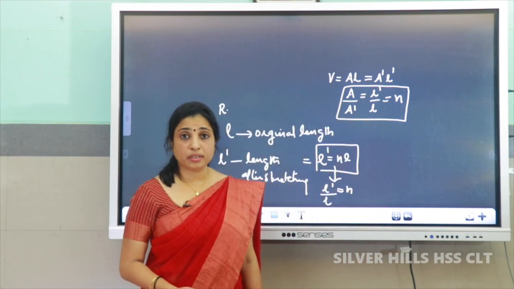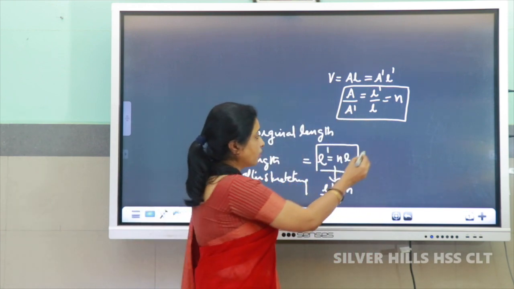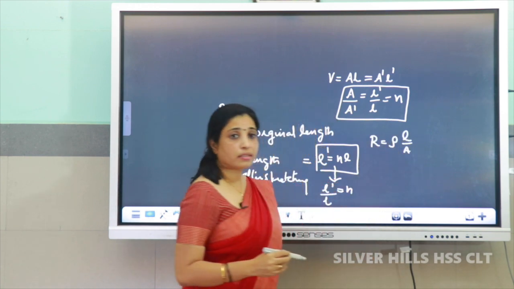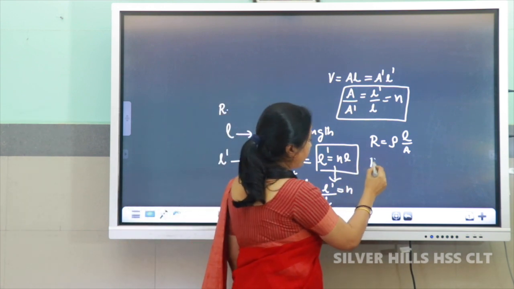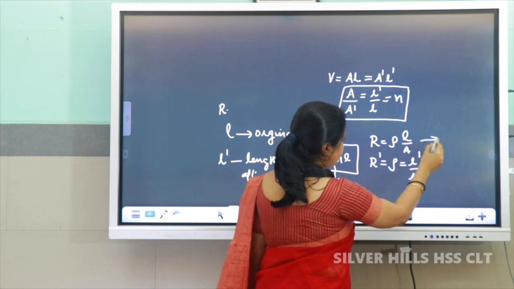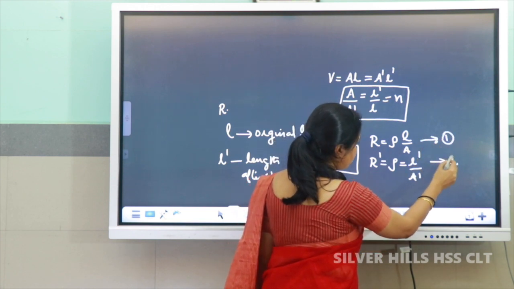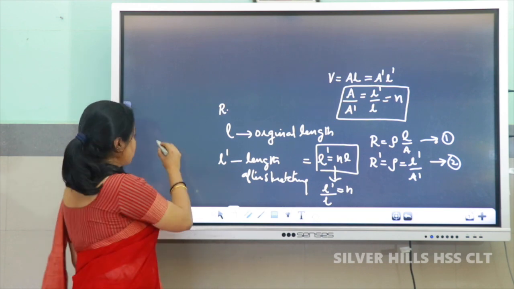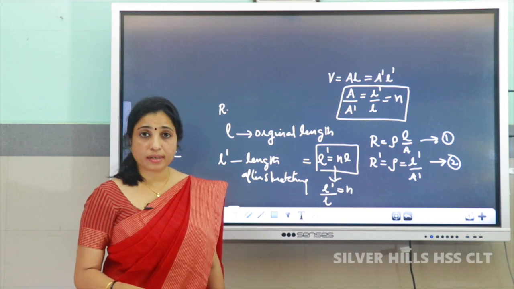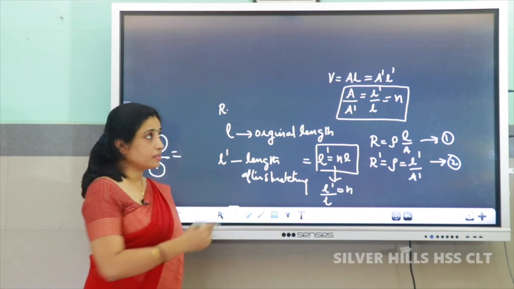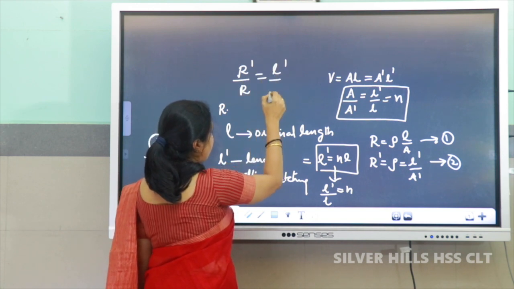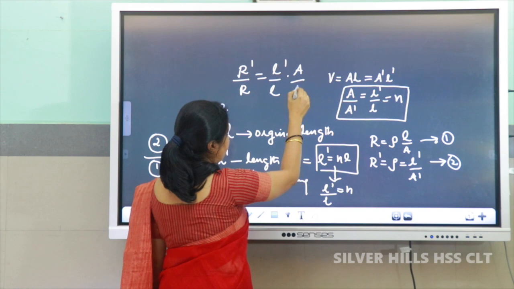Now let us write the equation for resistance before stretching, that is R is equal to rho into L by A. And after stretching, let me write it as R dash is equal to rho into L dash by A dash. Let us mark this as equation 1 and equation 2. Okay, now equation 2 by 1. You can see rho and rho will get cancelled and you will get R dash by R is equal to L dash by L into A by A dash.